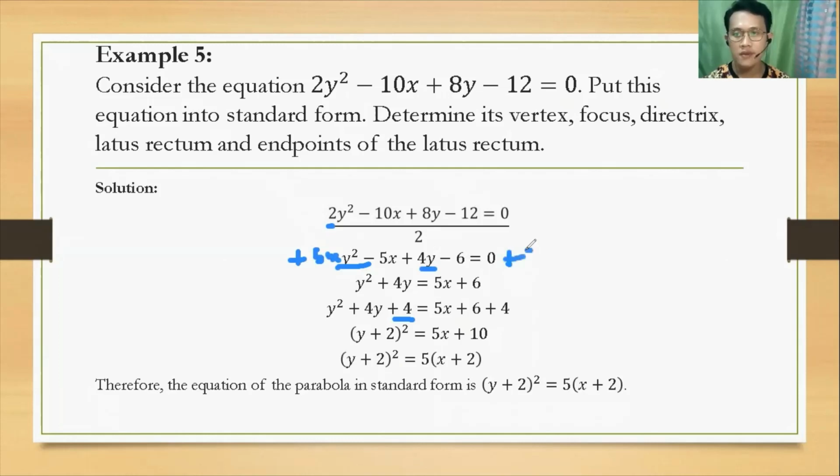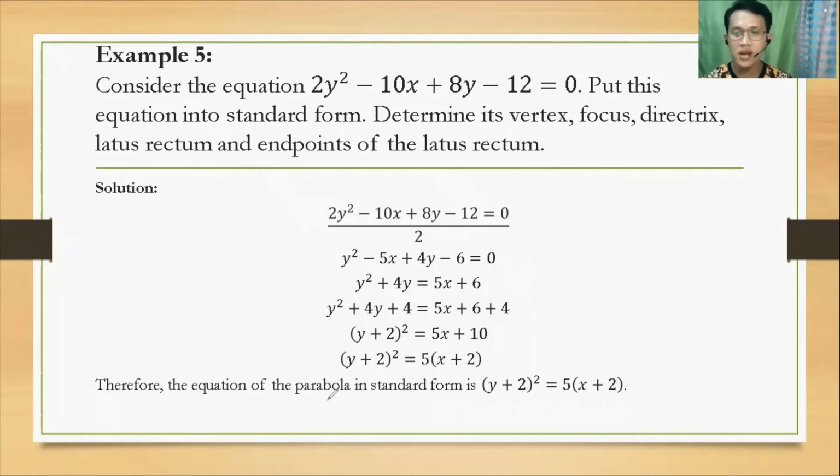And then you are adding here 5x by addition property of equality. Next, since you cannot find the perfect square binomial of this expression, the root of your y squared, that is y, the root of your 4, that is 2, copy the sign of the middle term, which is positive, and then you square them. And after that, 6 plus 4, that is 10, 5x plus 10. Now you factor out 5.